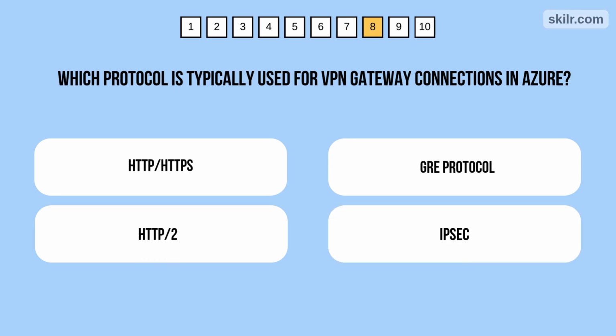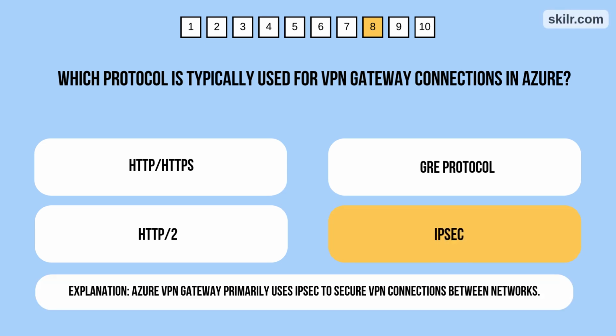Question 8. Which protocol is typically used for VPN gateway connections in Azure? The answer is IPsec, as Azure VPN Gateway primarily uses IPsec to secure VPN connections between networks.